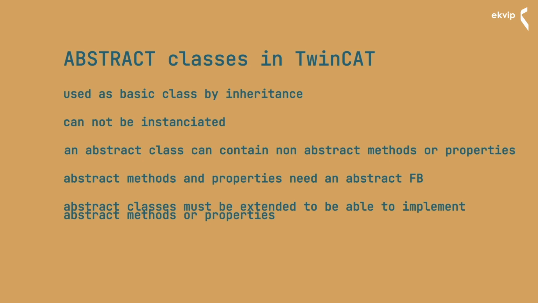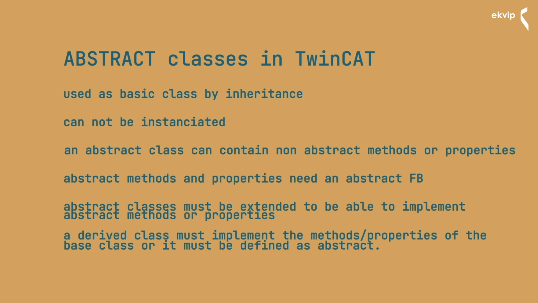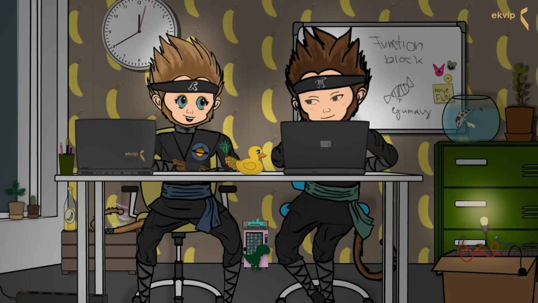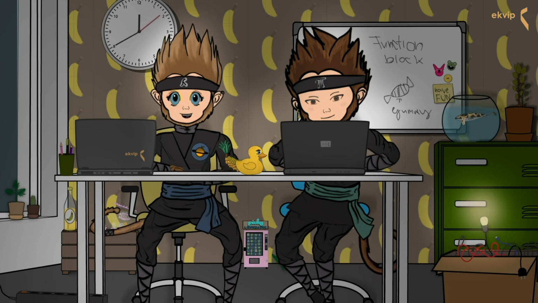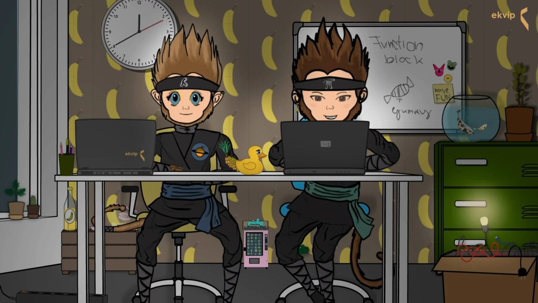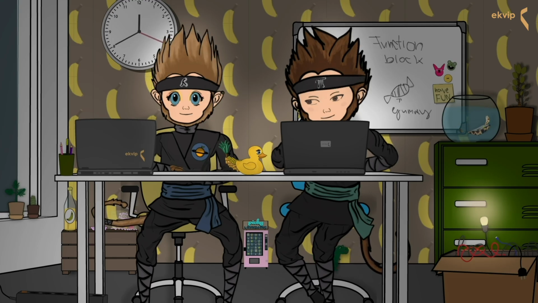If you use a derived class, it must implement the methods and properties of the basic class, or it must be defined as abstract. You said an abstract class is used as basic class by inheritance. While we are at it, let's talk about inheritance. Okay, inheritance is also a key concept in object-oriented programming, and it's super useful, but it can be tricky to grasp at first. Let's break it down.